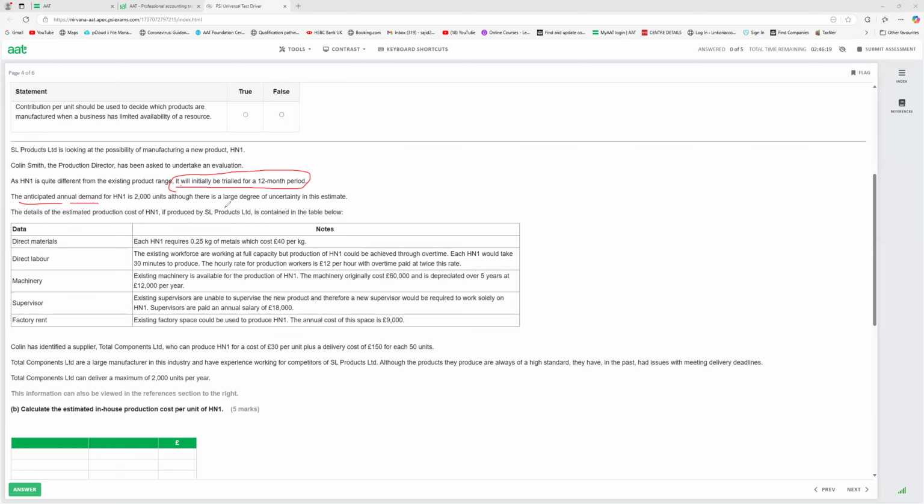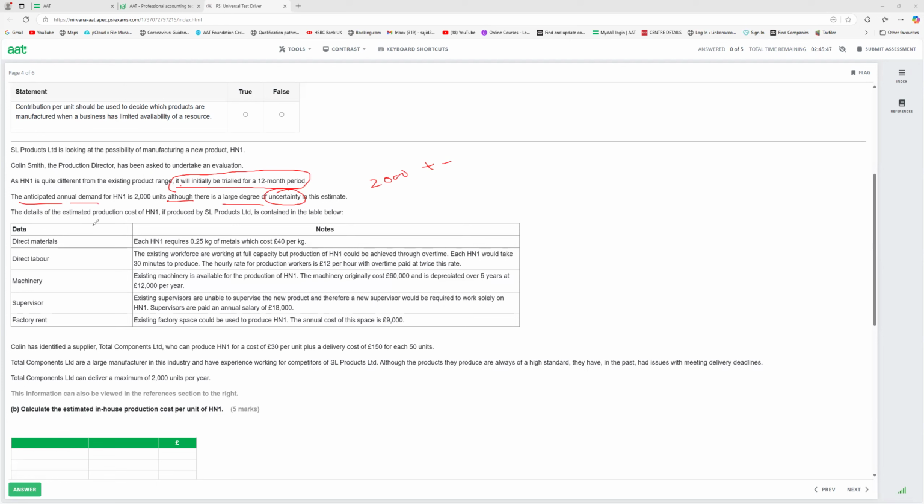Although there is a large degree of uncertainty in this estimate. Very important, this word: even there is a large degree of uncertainty. So that means this 2000 units could be plus or minus. It's not 100%. It could be less than 2000 units. The demand could be more than 2000 units because there is a large uncertainty. Now this one is very important because we have to mention this when you're going to write the report.